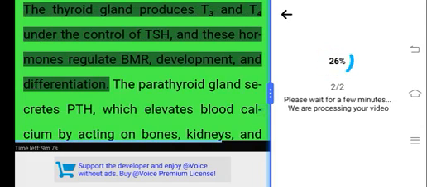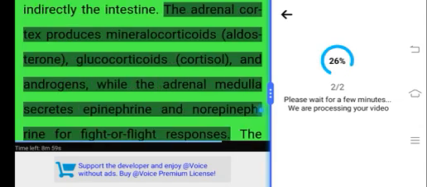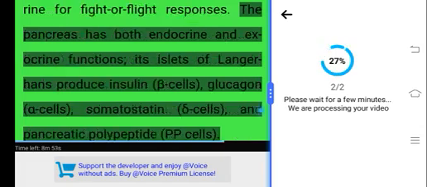The thyroid gland produces T3 and T4 under the control of TSH, and these hormones regulate BMR, development, and differentiation. The parathyroid gland secretes PTH, which elevates blood calcium by acting on bones, kidneys, and indirectly the intestine. The adrenal cortex produces mineralocorticoids (aldosterone), glucocorticoids (cortisol), and androgens, while the adrenal medulla secretes epinephrine and norepinephrine for fight-or-flight responses. The pancreas has both endocrine and exocrine functions. Its islets of Langerhans produce insulin (beta cells), glucagon (alpha cells), somatostatin (delta cells), and pancreatic polypeptide (PP cells).